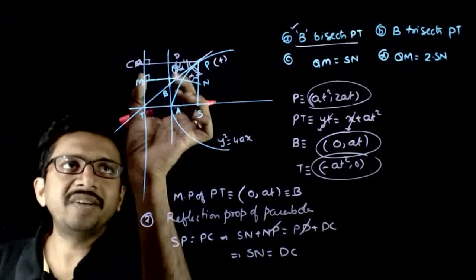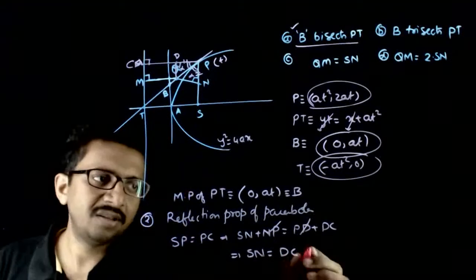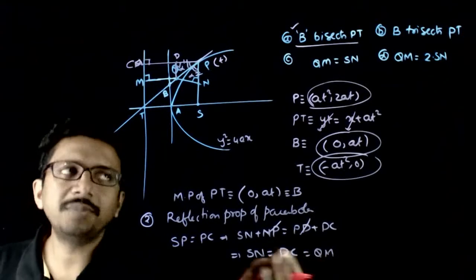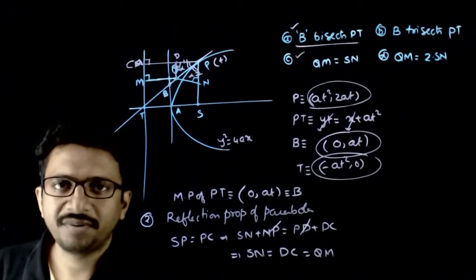But from the diagram you can very clearly see that DC will be exactly the same as QM, because these 2 are the same lengths. So DC is equal to QM. So definitely QM is equal to SN will be the right answer. So option C is the right answer. Thank you.